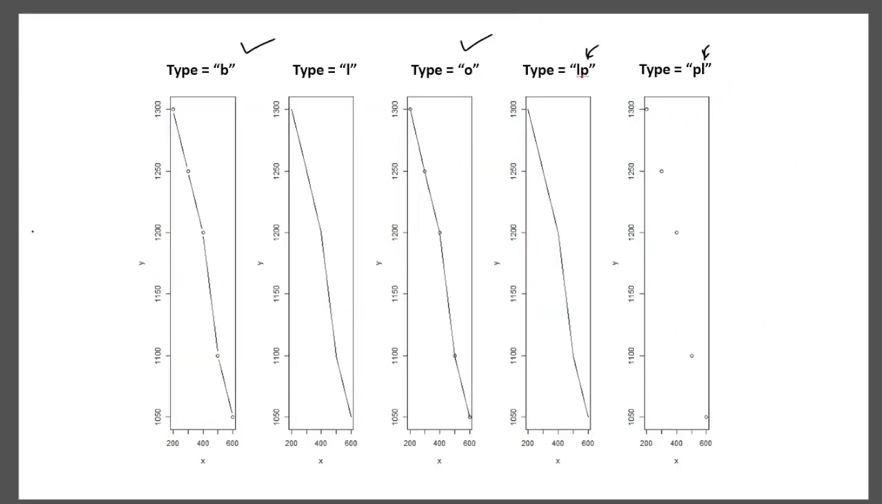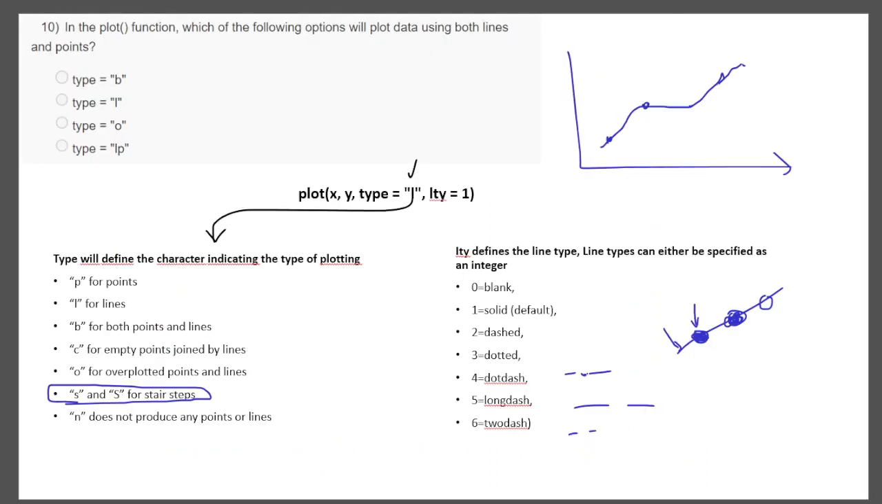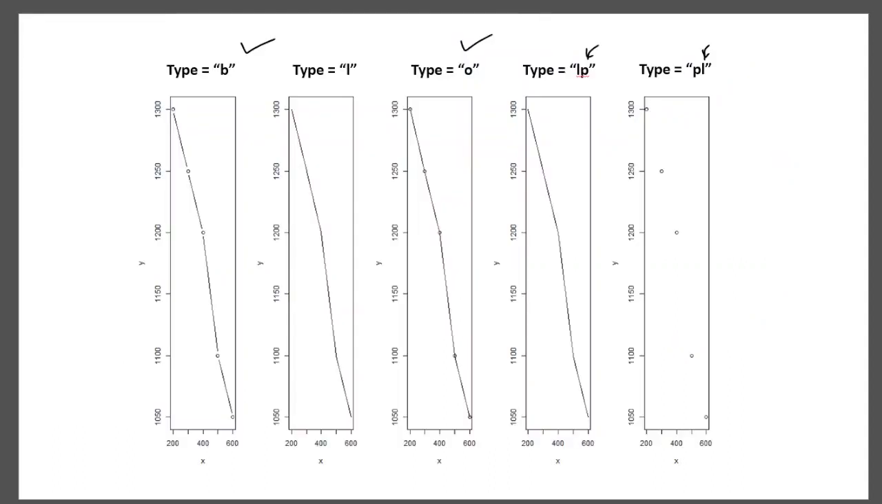So I have taken sample data and I have tried different types. B means, as we discussed, both line and point, as you can see here. If it is just p, only the points will be there. Here it is connected by the lines. Then L means only lines will be there, and over plotted means the points will be plotted over the line.